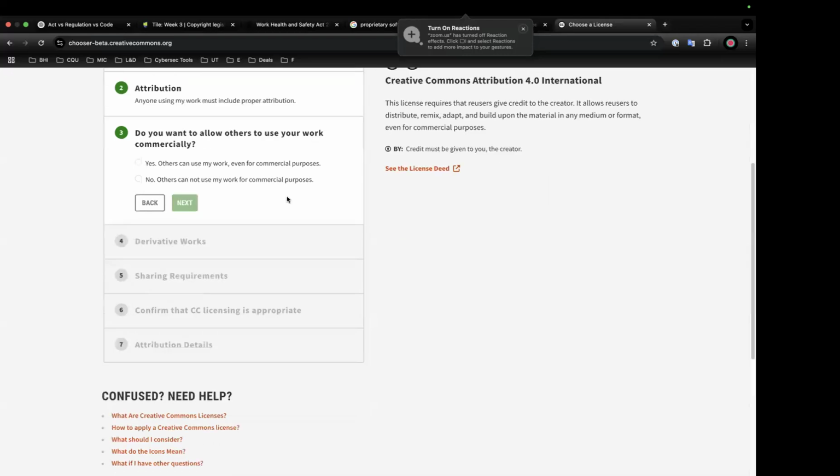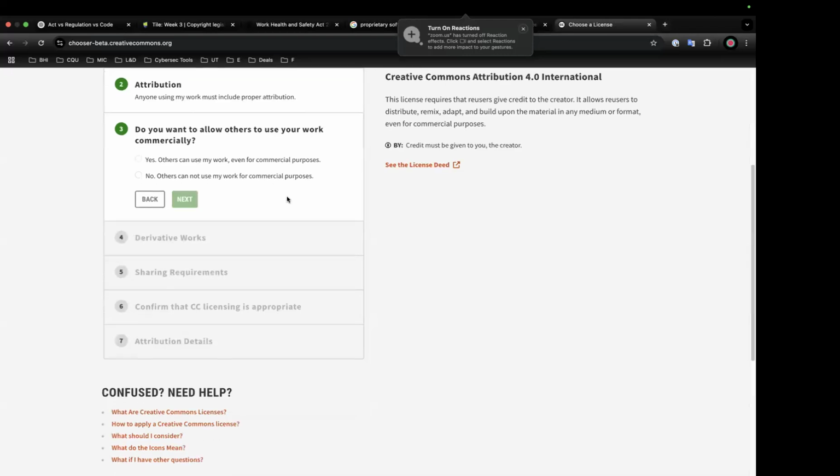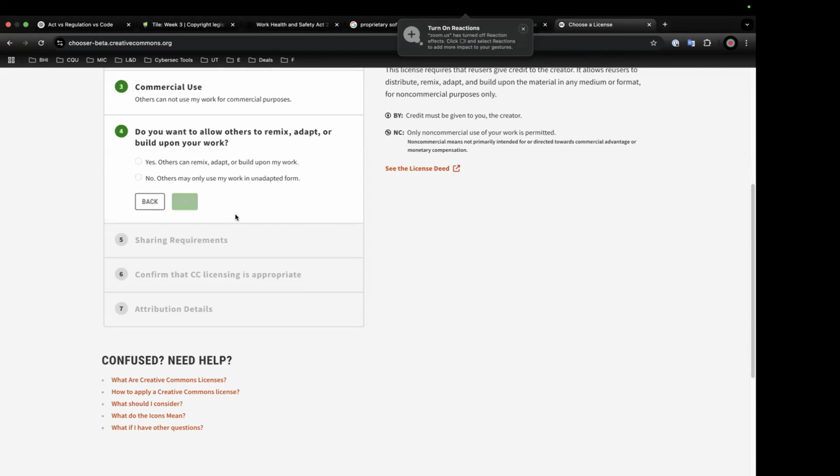And then how about commercial use? What does it mean by commercial use here? People can make money from it, basically. Yeah, whether other people can use it in a commercial setting, whether they can use it for making money, or whether they can just use it for their own personal projects, not in a commercial scenario. Yeah. So here we can just say no. Let's go next.